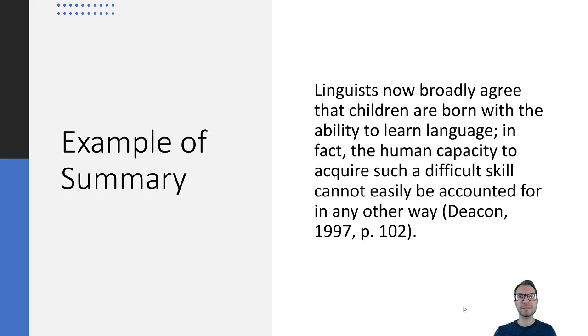Here's an example of what a summary of that previous passage might look like. You'll note here that I include a citation at the end with the author, date, and page number. And you'll note that this is really a fair representation of what the text itself says. It doesn't include everything that's in the original, but includes quite a bit.